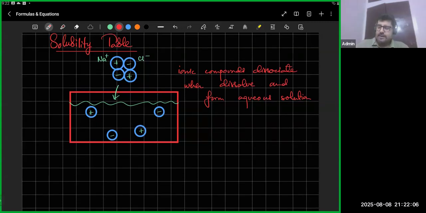So ionic compounds dissociate. One thing was that if the attraction between the ions is very strong, in that case it will not dissociate, it will not dissolve. Marble is one example. The ions in marble are very strongly attracted to each other, which is why it's difficult for it to dissociate.